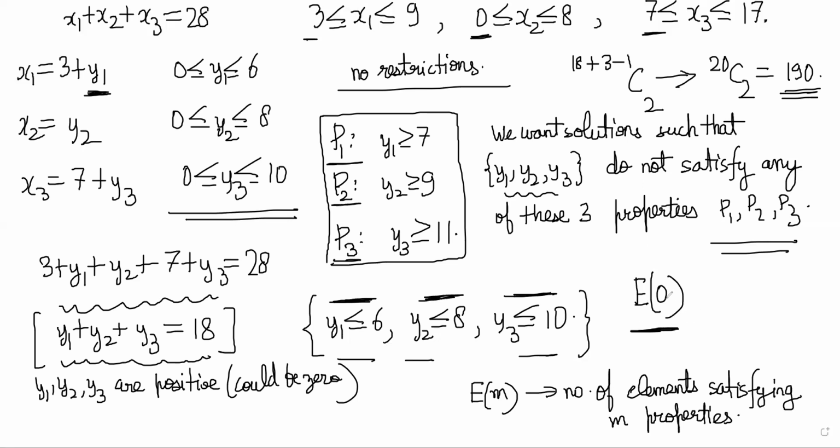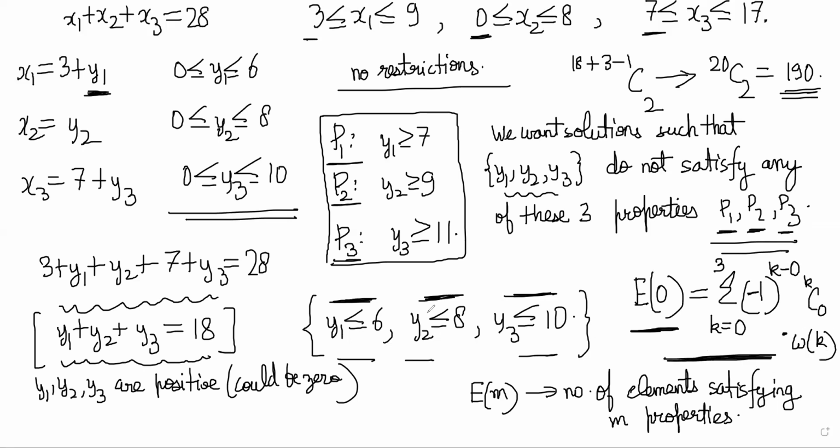So if I want to calculate E0, so that none of P1, P2, P3 is satisfied, we will use the rule that we have, the summation. The summation will be from K goes from M, which is 0, to the total number of properties, which is 3, of minus 1 to the power K minus M, so K minus 0, and then K C M, so K C 0, multiplied by W of K. I will do that on the next screen now.